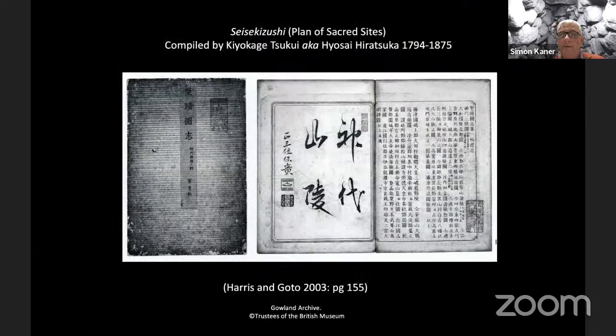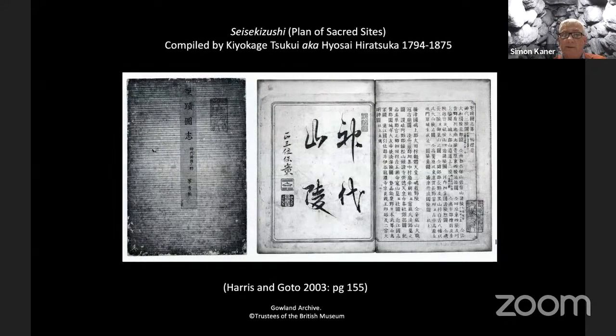So what we have in the late 19th century are these well-established networks of antiquarian interests across Japan. And the new Meiji government was able to tap into those when it started listing important sites across the country and cataloguing them. And these were materials that were available to Gowland because of his government role in the Osaka Mint.